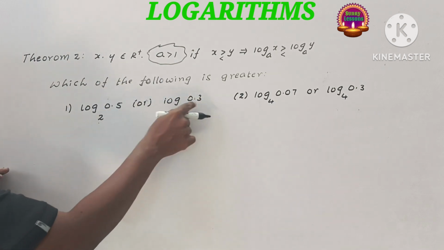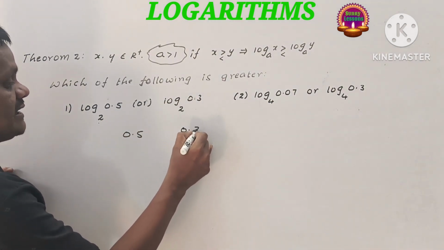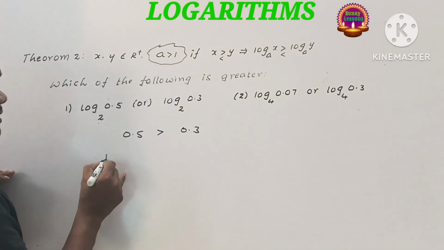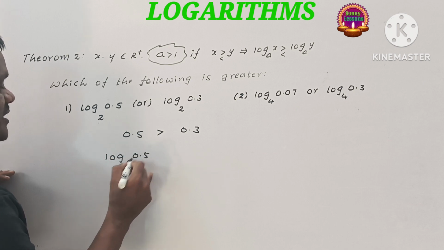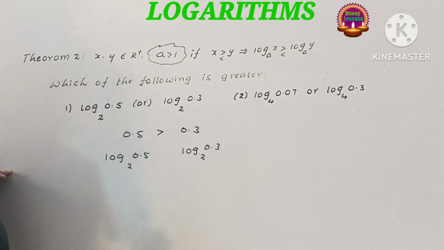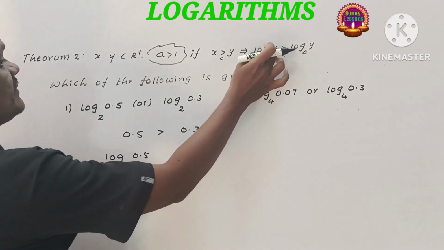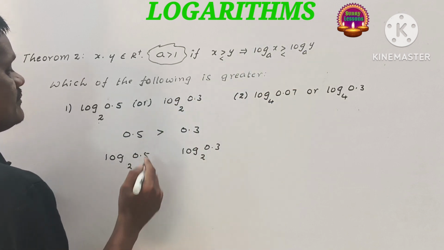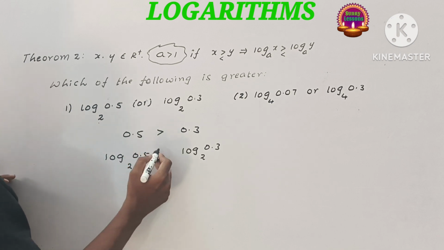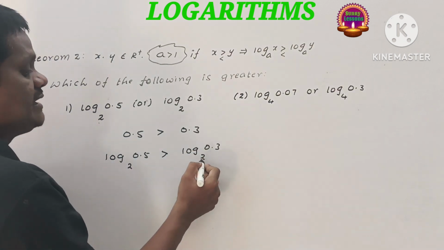In this case, we have to take the x and y values. Here the x value is 0.5 and the y value is 0.3. Yes, 0.5 is greater than 0.3. If we apply log on both sides, log 0.5 base 2 and log 0.3 base 2. Here x is greater than y if and only if log x base a is greater than log y base a, when a is greater than 1. Here base 2 is greater than 1, so log 0.5 base 2 is greater than log 0.3 base 2.